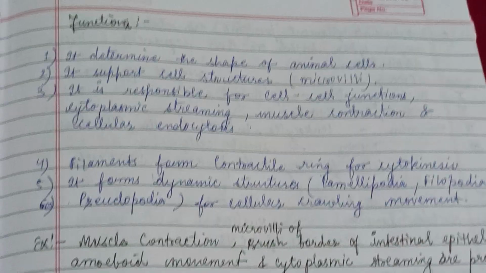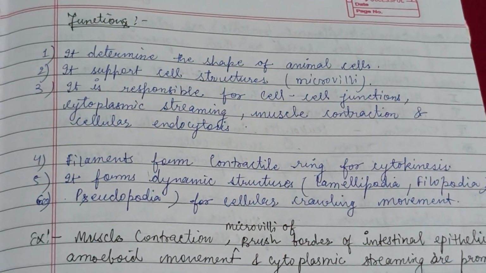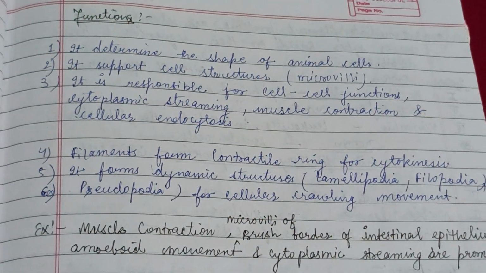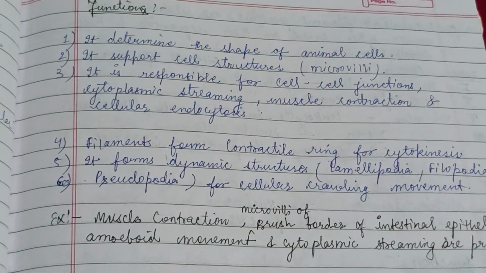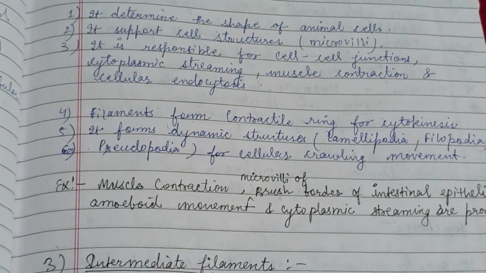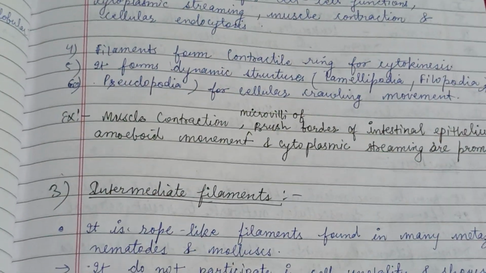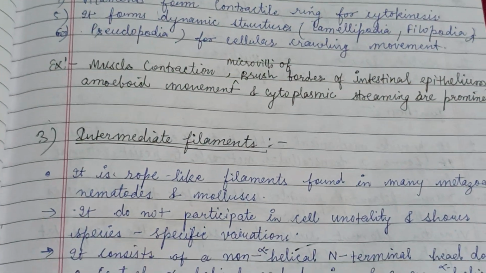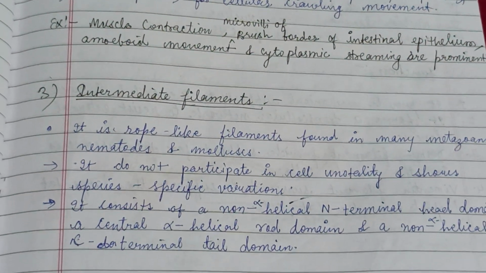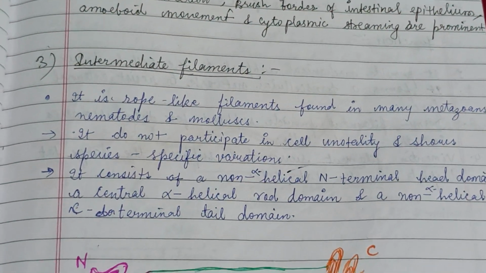The functions of the microfilaments: they form the contractile ring for the cytokinesis and the shape of animal cells. It supports cell structure and microvilli. Examples are muscle contraction, microvilli of the brush border of the intestinal epithelium, and amoeboid movement, and cytoplasmic streaming are the prominent ones.